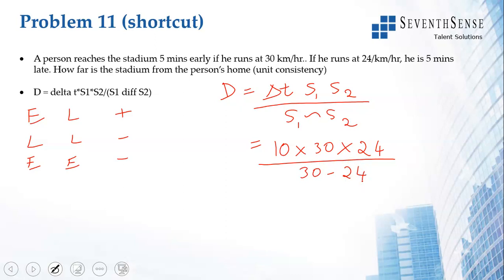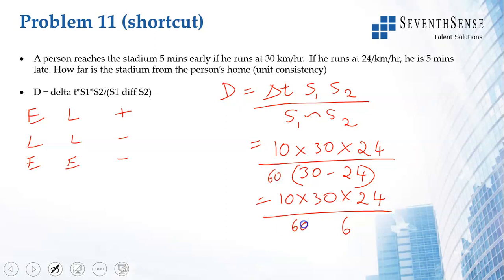Formula: d, the distance, is equal to delta t into s1 s2 by s1 difference s2. So this will be 10 into 30 into 24 by 6. The 10 is in minutes, so it has to be converted into hours. So divide by 60. This gives you 20 kilometers. The same problem we looked at in the time chart method and in the shortcut method as well.